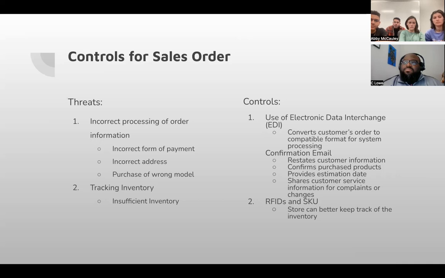And the second problem that occurs with sales order is tracking inventory. Basically the problem you can run into is having insufficient inventory, telling a customer that you do have something and later on you don't have it on hand. This is addressed with RFIDs and SKU barcodes, and they just help keep a better track of inventory and let you know what you have on hand.